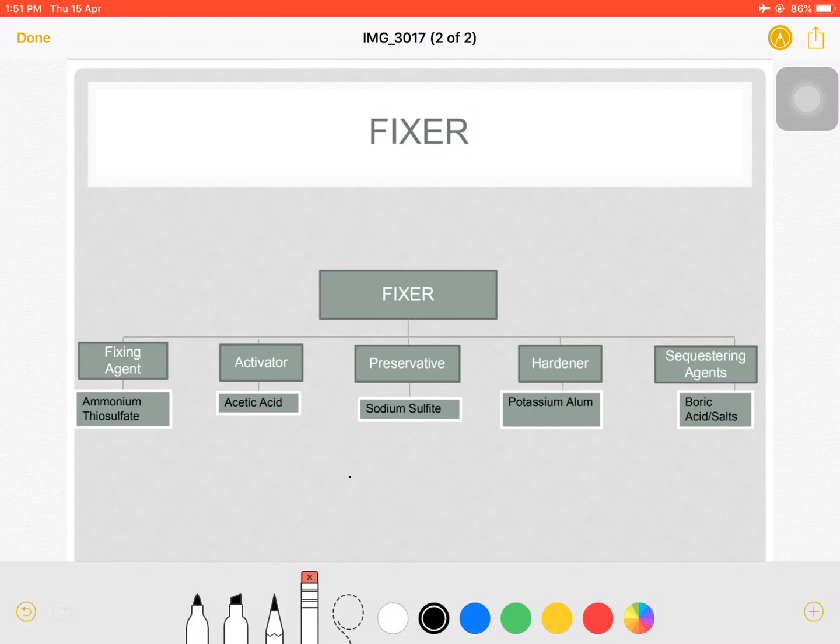Next is the preservative. The preservative of our fixer is sodium sulfite. Okay? So this maintains the equilibrium of the chemical in the solution. This will prevent internal oxidation and the aerial oxidation of our fixing agent. This prevents the decomposition and precipitation of the sulfur from the thiosulfate agent. Okay, so our sodium sulfite is responsible for removing the silver to thio.